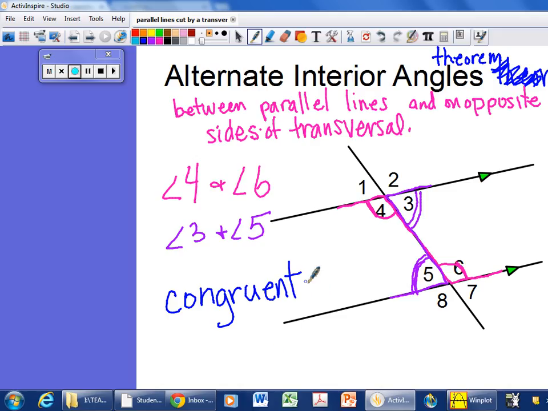So their measures are once again equal. If angle 4 happened to have been 114 degrees, then angle 6 would also be 114 degrees. If angle 3 were 66 degrees, then angle 5 is also 66 degrees. Alternate interior angles are congruent. And of course, these two still add up to be 180. These still form a linear pair. So alternate interior angles is another set.